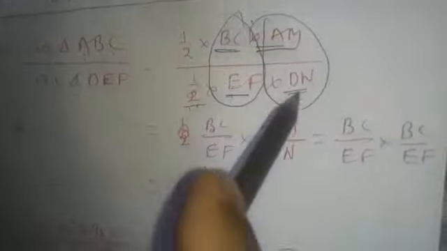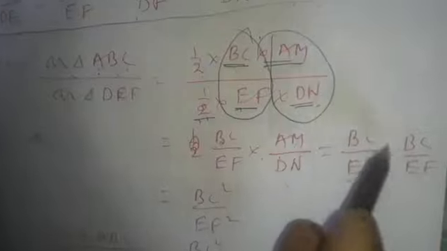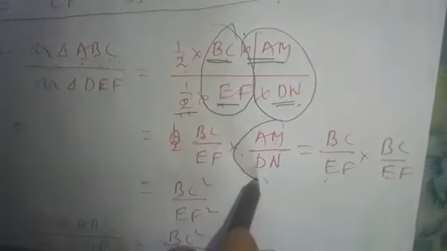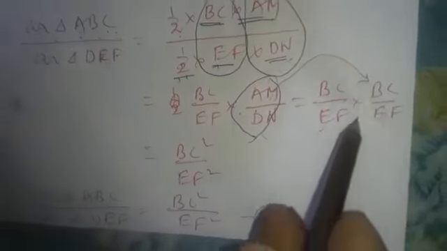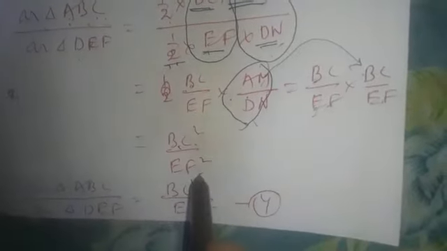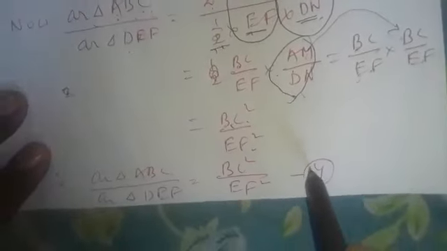And as we have obtained in equation number 3, AM by DN can be substituted with BC by EF. So for AM by DN from equation 3, it is equal to BC by EF. Now BC multiplied by BC will give you BC square and EF multiplied by EF will give you EF square. Now what do we obtain in equation number 4? That the ratio of the area of triangle ABC and the area of triangle DEF is equal to BC square by EF square.